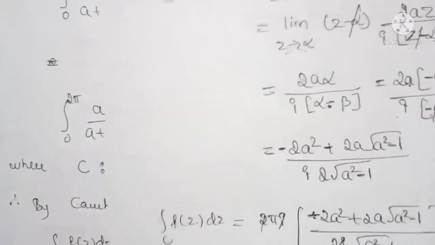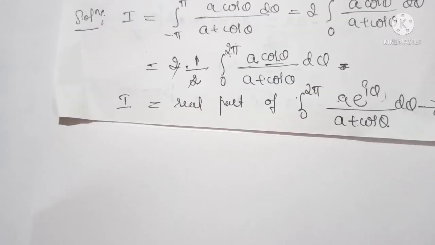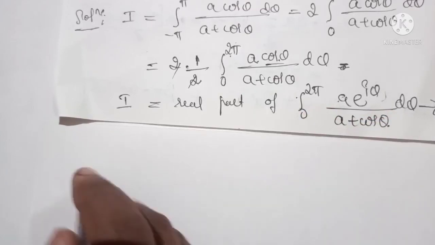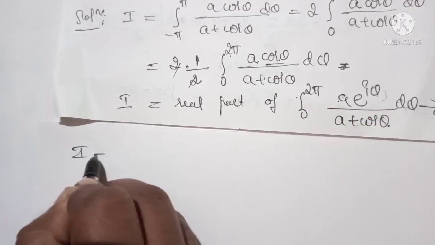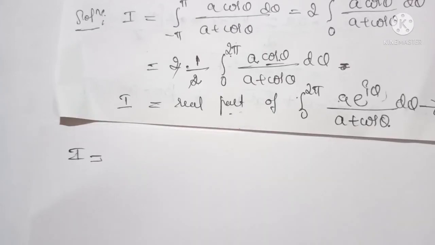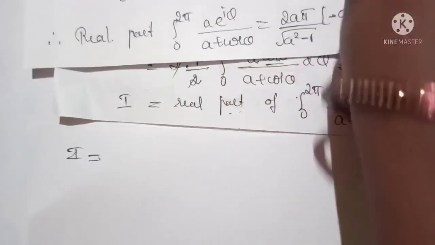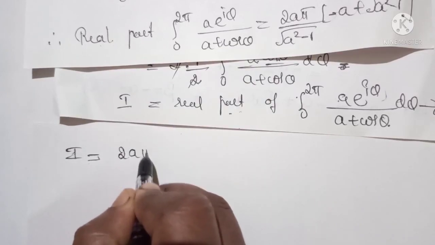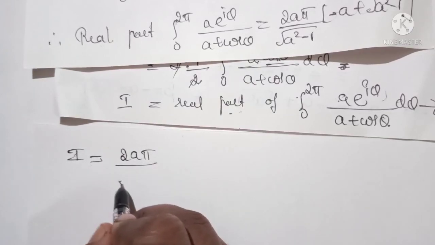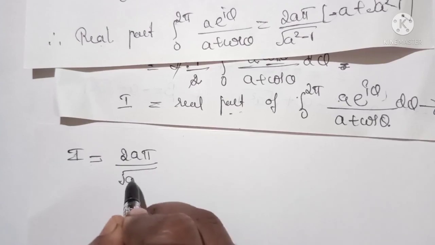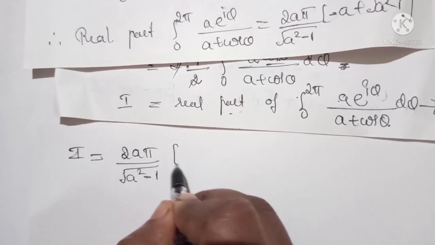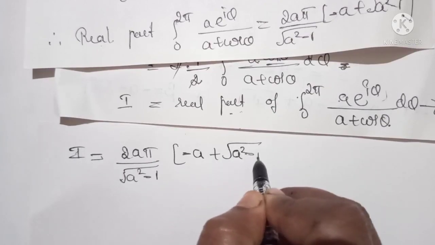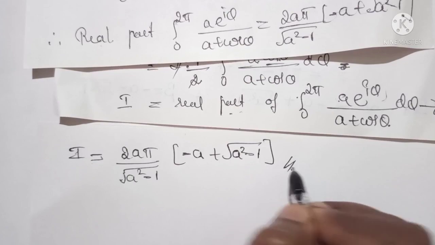So in equation 1 we have taken I as the real part of this integral. Therefore I equals the real part we got, so the given integral is equal to 2aπ(−a + √(a² − 1)) divided by √(a² − 1). So this is the required answer.